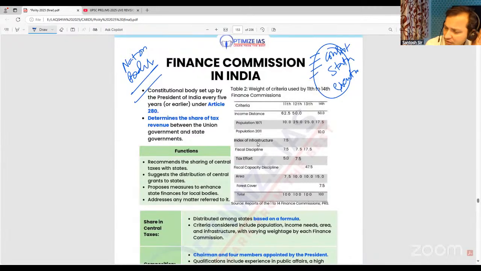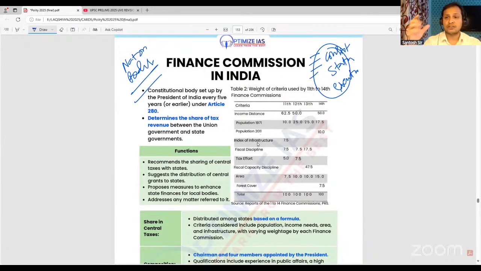So I'm giving you a list of important bodies. You just write in the comment box whether the body is a constitutional body, a statutory body, or an executive body. Is it clear? UPSC, what kind of body is UPSC? Quickly, I need answers. UPSC is a very important body which is in the news, so there is a very high chance they may ask a question on it.